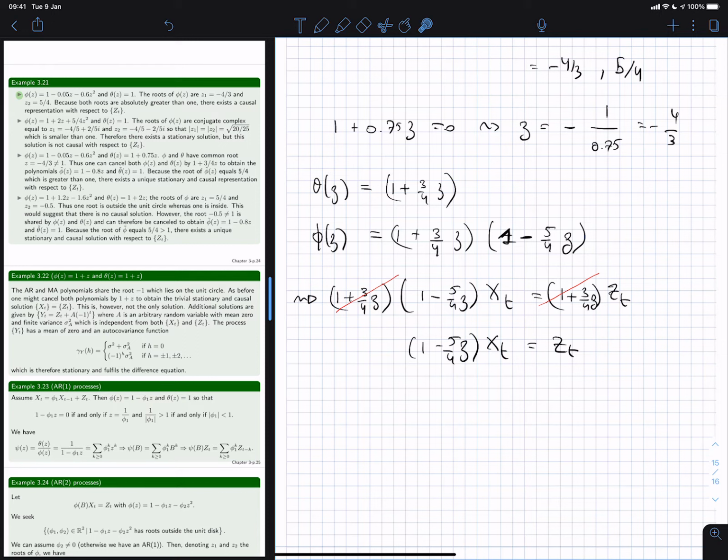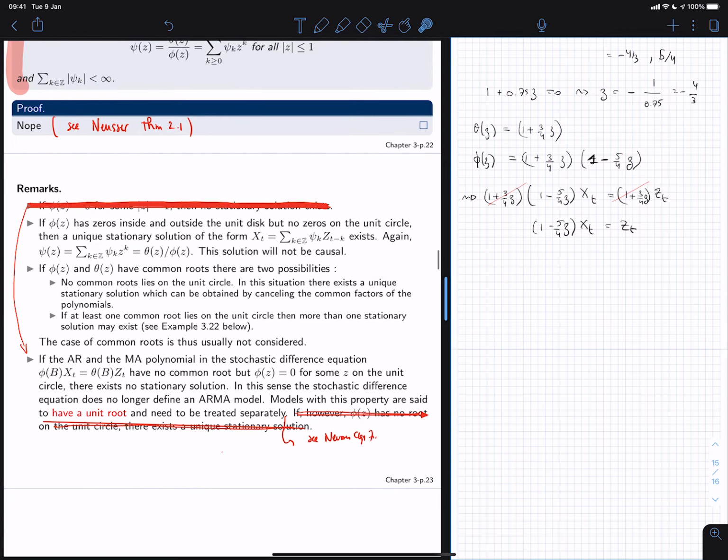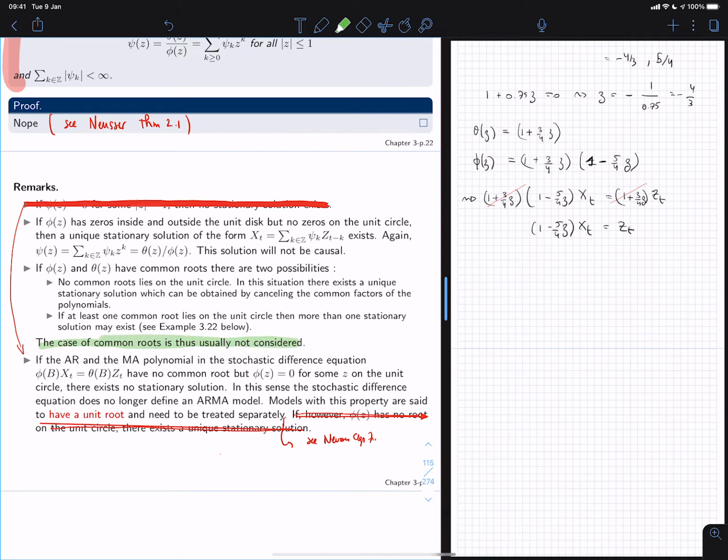So when your polynomials have common roots, you just start by getting rid of these common roots, and then you solve whatever remains. And if the conditions are satisfied for what remains, then you will have a stationary and causal solution, and this will also be a stationary and causal solution of the equation with common roots. So because of that, typically we will not consider common roots in the theory, because the case of common roots is just solved by considering polynomials which don't have a common root, at least common roots which are not on the unit circle.